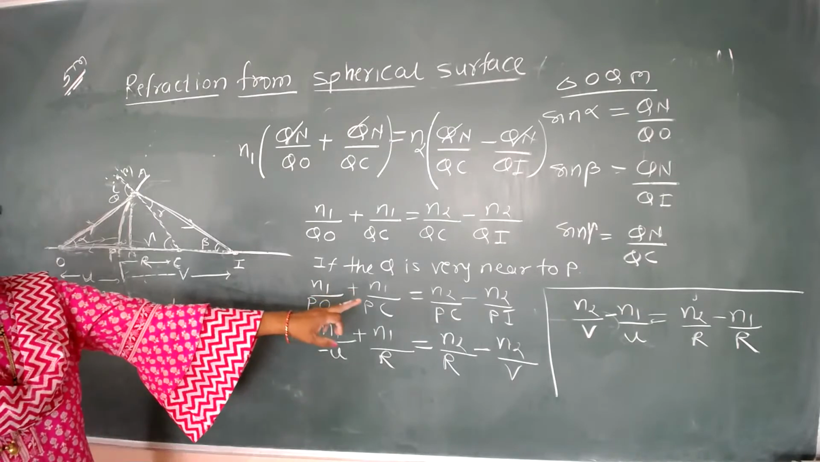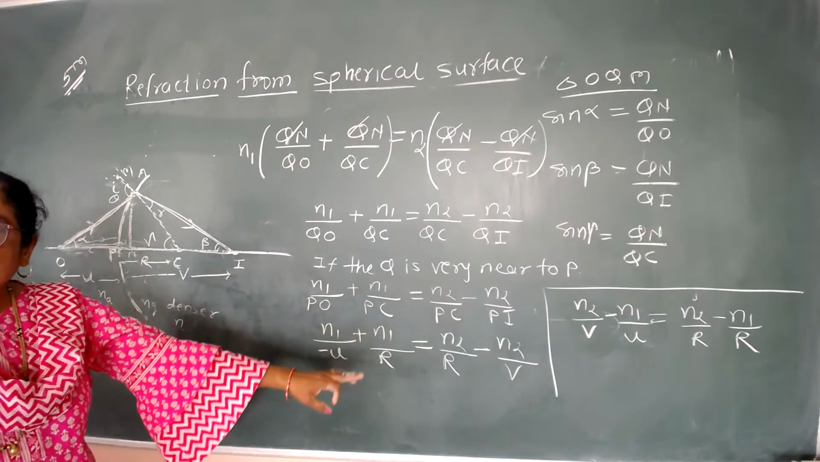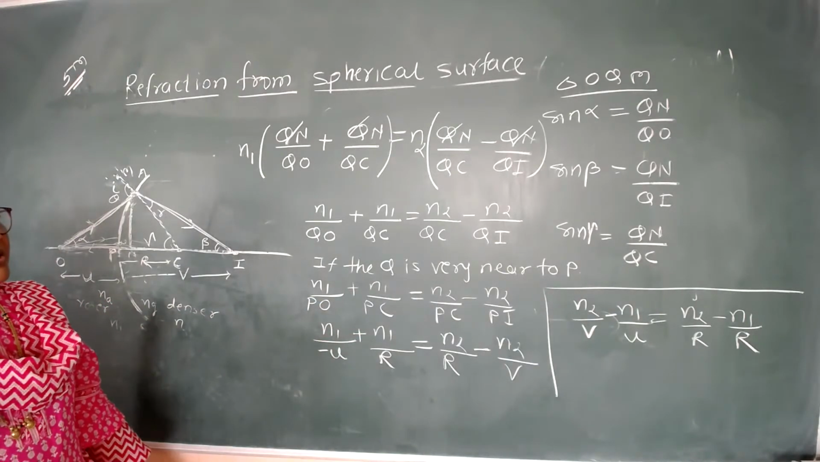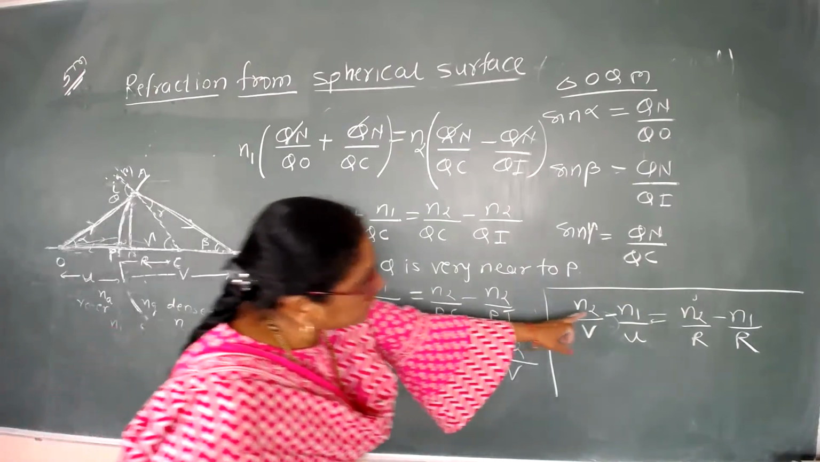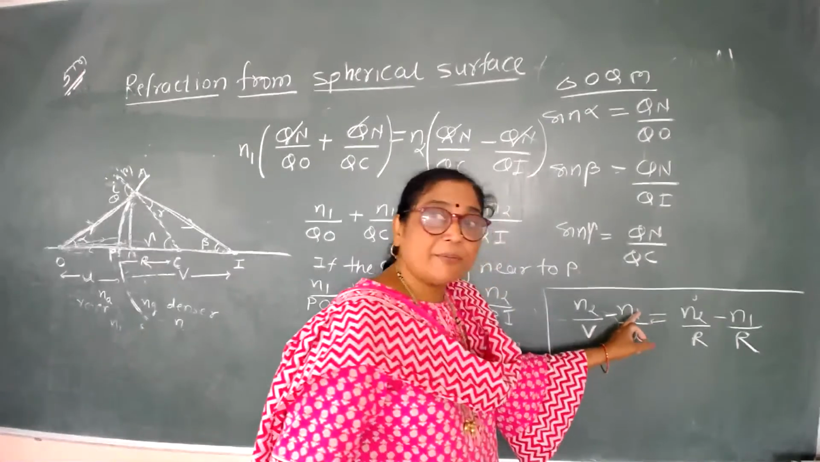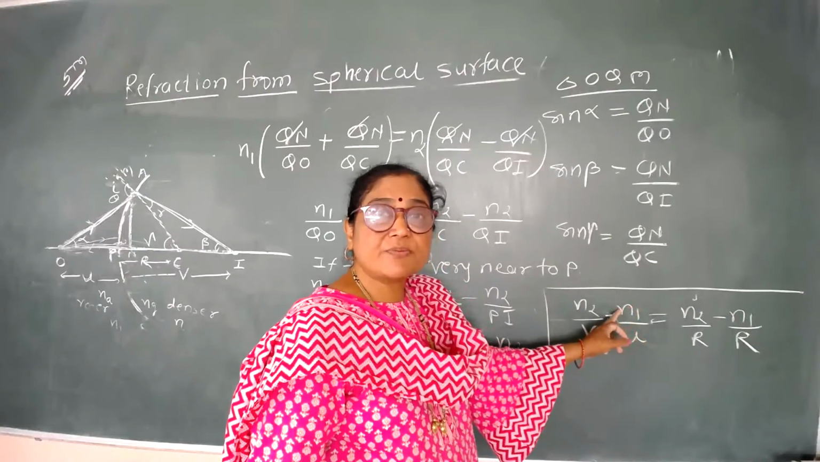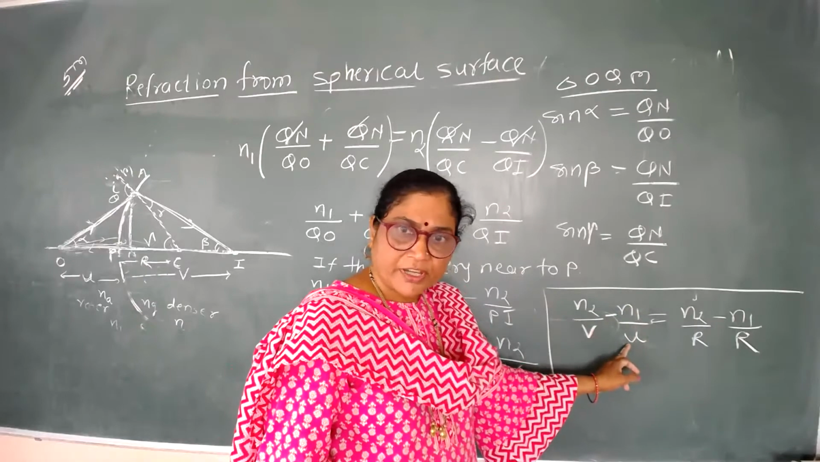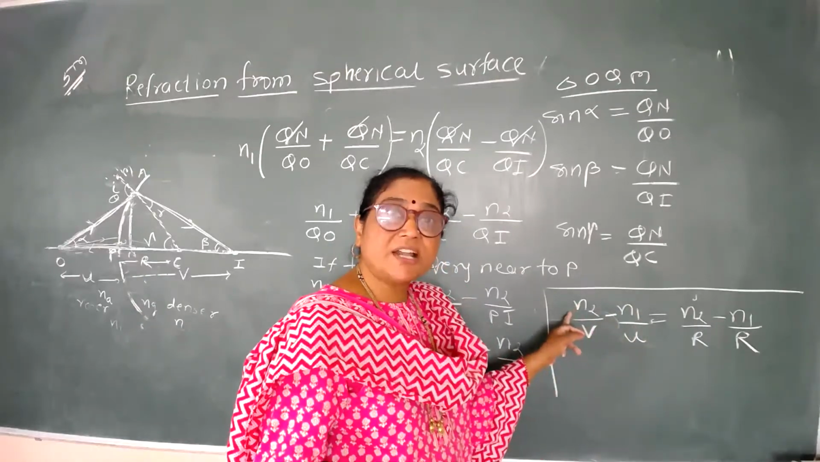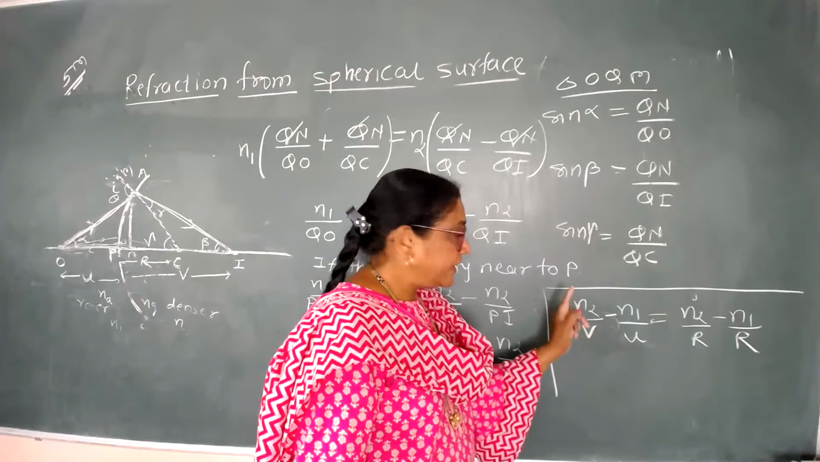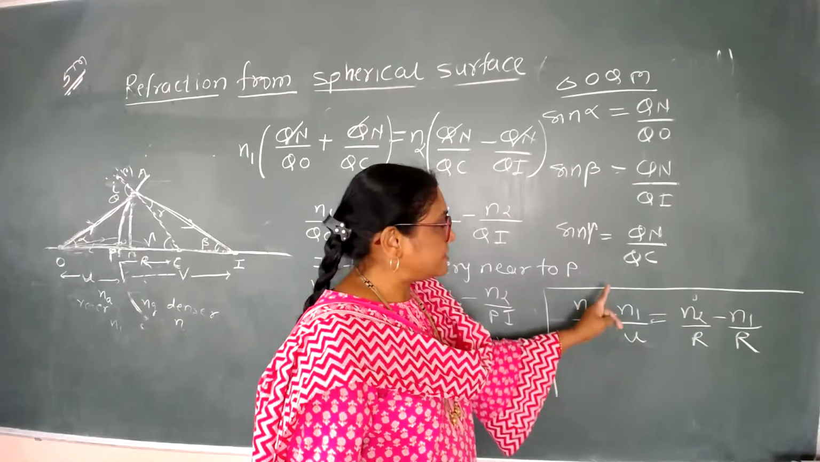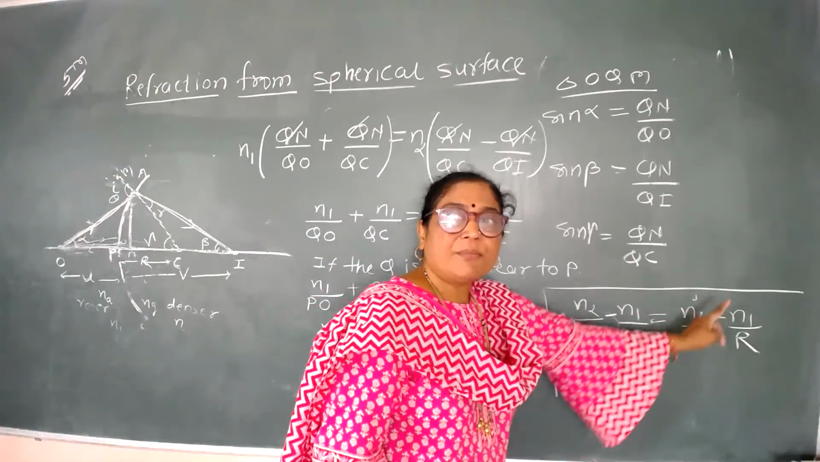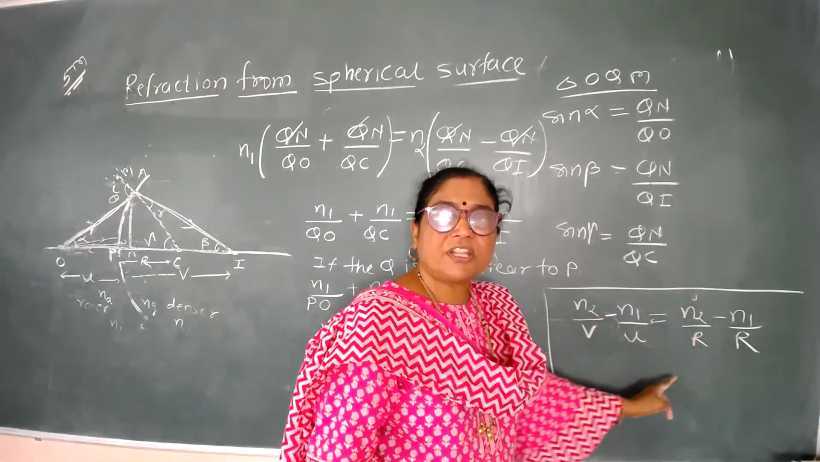Now, so far we know n2 is the refractive index of the second medium and n1 is the refractive index of the first medium. If n1 is the air medium, what is the refractive index of air? 1. So at that time it can be taken as 1 by u. If the refractive index of glass is n, the formula becomes n divided by v minus 1 divided by u is equal to n minus 1 divided by R. So this type can also come.